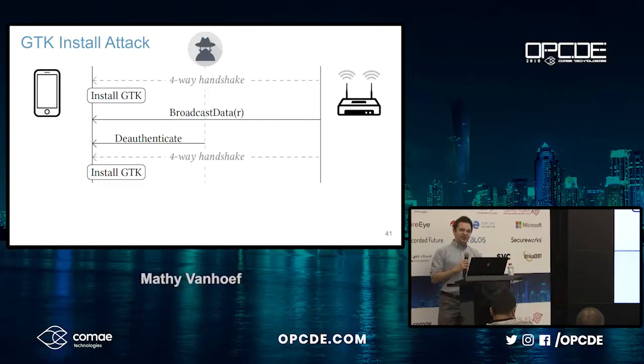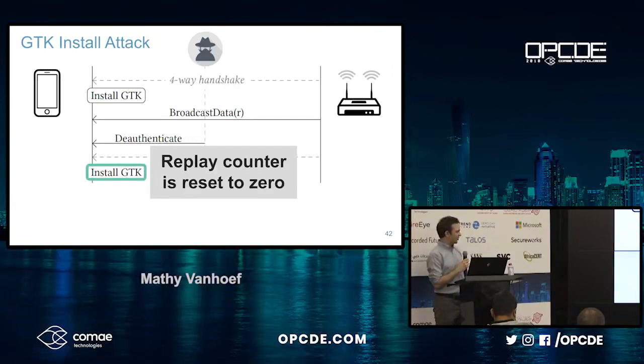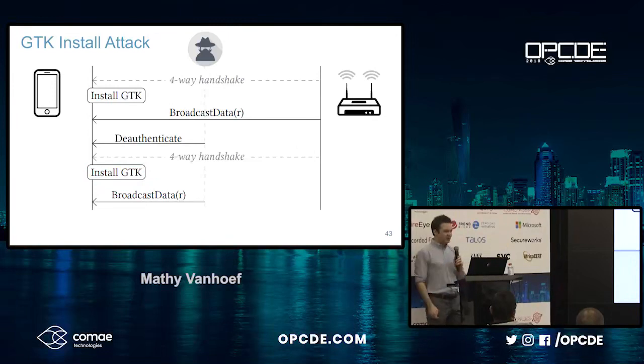And then every operating system will immediately try to reconnect so the client doesn't lose internet connection. So the client will execute a new four-way handshake with the access point, and when executing that new four-way handshake, it's effectively resetting the replay counter of the group key to 0. And at this point, as an attacker, we can just take that broadcast data frame and just replay it. And there you go, that's how you attack it. So it's quite straightforward, you don't need a man in the middle position, and you're done.